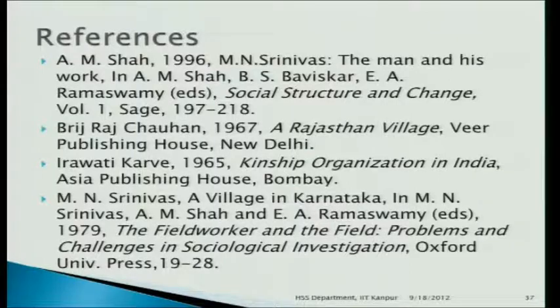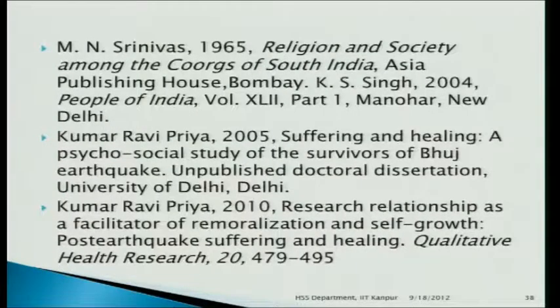Now, there are some references; for more details you can go through these references. You can read Social Structure and Change by M. N. Srinivas. You can read A Rajasthan Village by Brijraj Chauhan, Kinship Organization in India by Iravati Karve, and for evaluation of M. N. Srinivas's approach, you can read the article "A Village in Karnataka" in the M. N. Srinivas, A. M. Shah and E. A. Ramaswamy edited book, The Field Worker and the Field. Anybody interested in anthropological research in India must read The Field Worker and the Field.